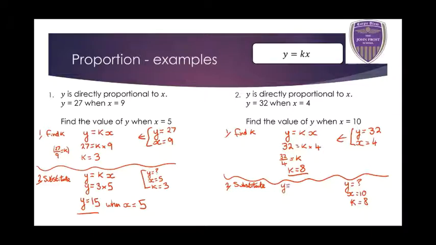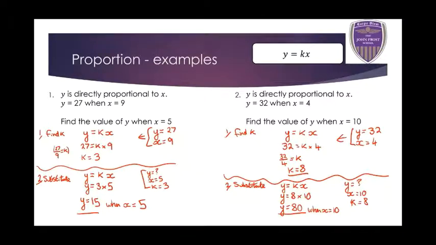So y equals kx. y is equal to 8 times 10. Therefore, y is equal to 80. So we've answered that. So y is equal to 80 when x is equal to 10. Job done. Okay? So first, you're finding the constant k for each question, and then you're substituting the new value. So normally you're asked to find y when x is something. You need to use your newfound constant and your given value to find y, usually.